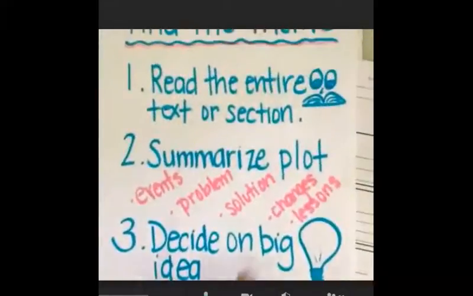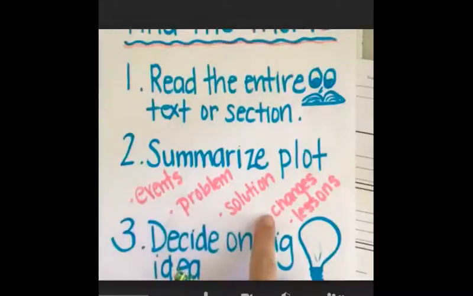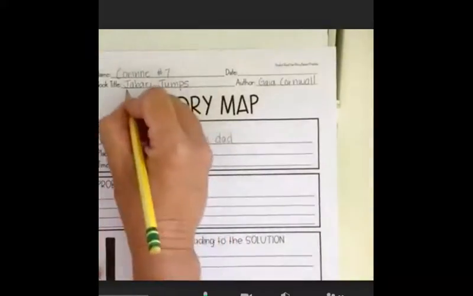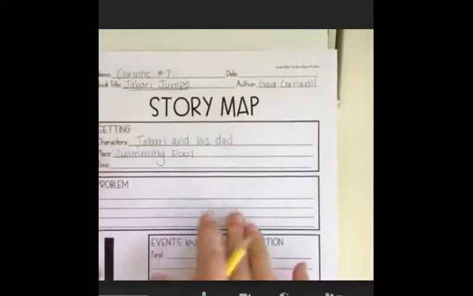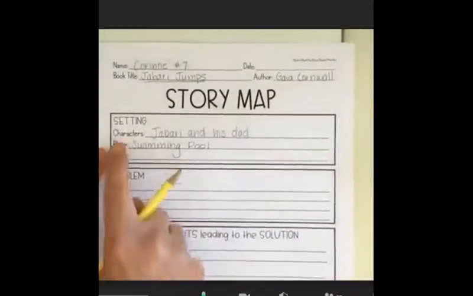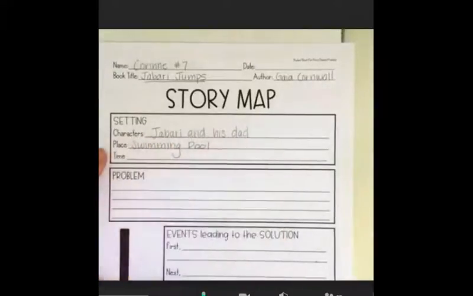Okay, so we're going to move on to summarizing the plot. We want the events, the problem, the solution, and did the character change or learn any lessons? So we're going to begin by filling out our story map. I'm going to start with my name, Corinne, and my class number, and we're going to do the book title, Jabari Jumps. Because this is a book, we underline the title and capitalize each word, and the author is Gia Cornwall.